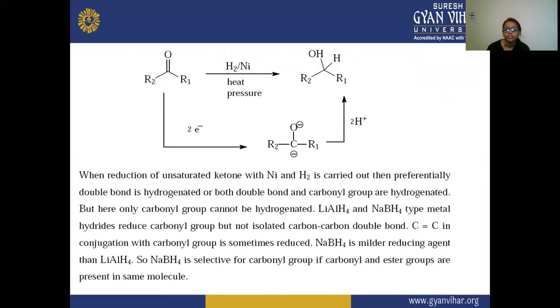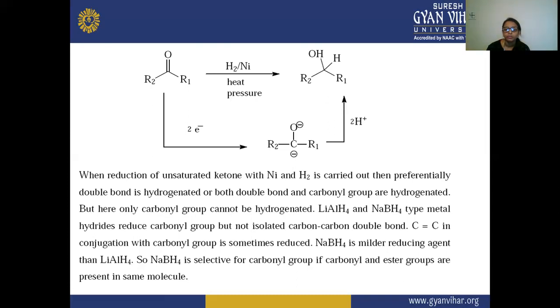So here you will see a reduction of an unsaturated ketone with hydrogen and nickel, and heat and pressure are applied. The double bond is hydrogenated, or both the double bond and the carbonyl group are hydrogenated. But here only the carbonyl group cannot be hydrogenated. Lithium aluminum hydride and sodium borohydride, being metal hydrides, reduce the carbonyl group but not an isolated carbon-carbon double bond.